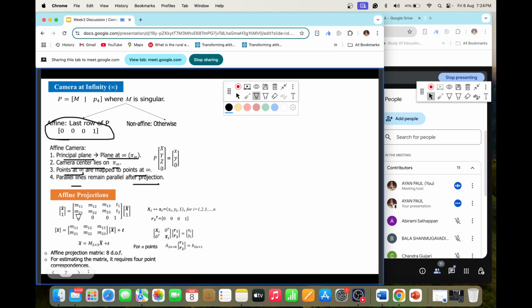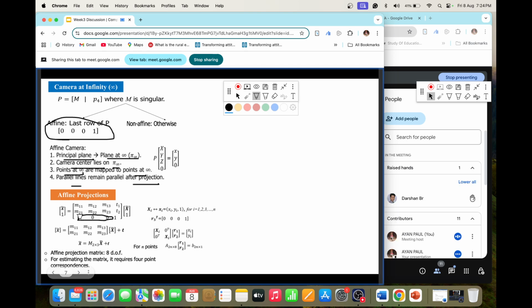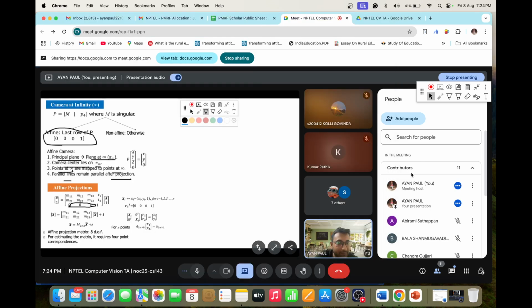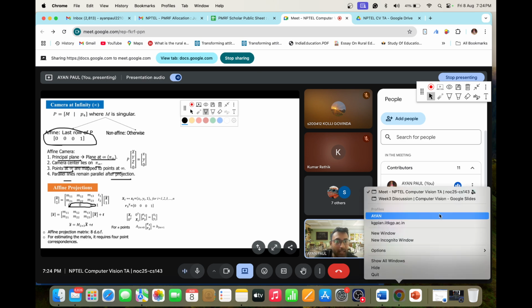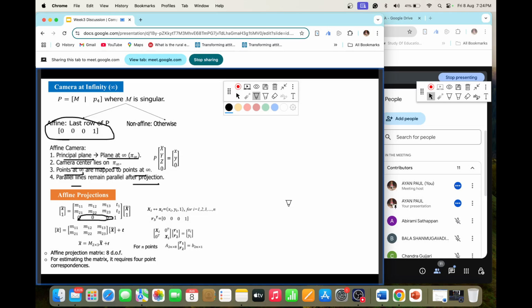But now you can see these 3 elements are 0. So that is why our DOF will be 11 minus 3, because these 3 elements will be 0 in case of affine projection or affine camera. Earlier our DOF was 11, right? But now our DOF will be 11 minus 3 equal to 8. That means now we will have 8 independent variables.